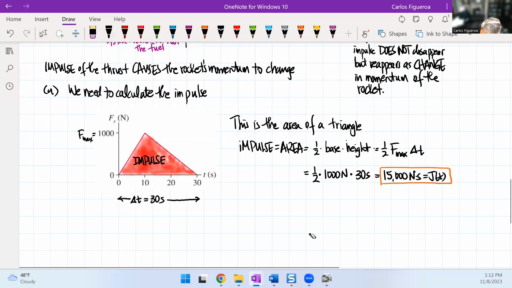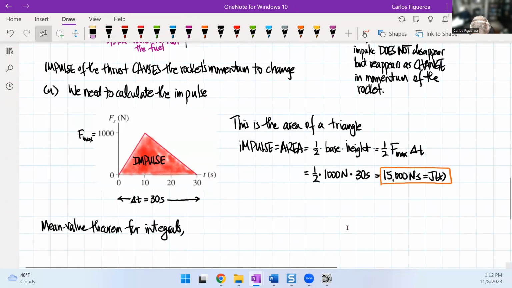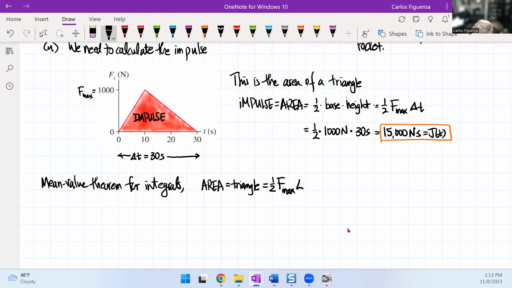Now, if I look at the mean value theorem for integrals, what it tells me is that the area, in this case a triangle, which we already defined as 1/2 F max times the contact time, by definition I should be able to select the height in such a way that I get the average force times delta t.